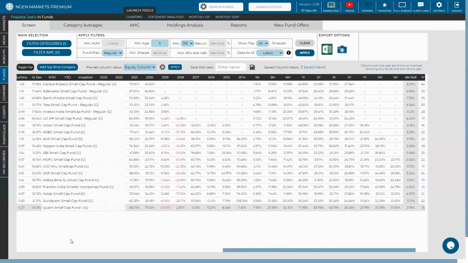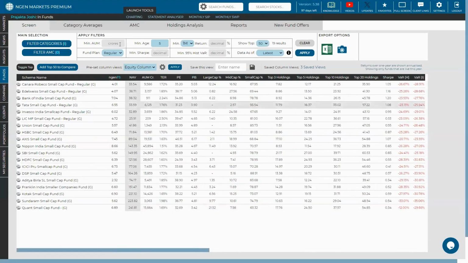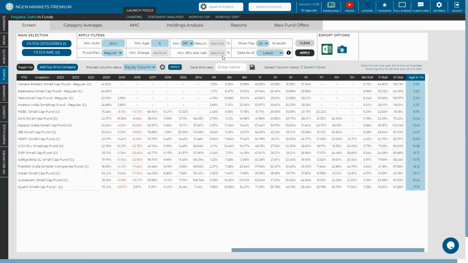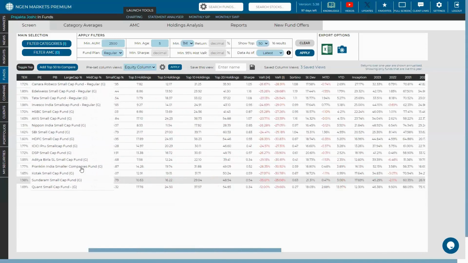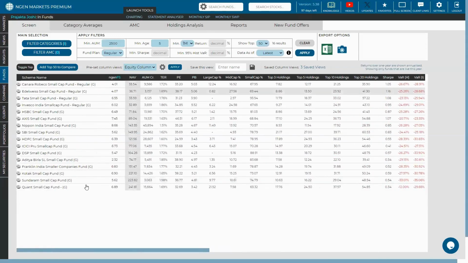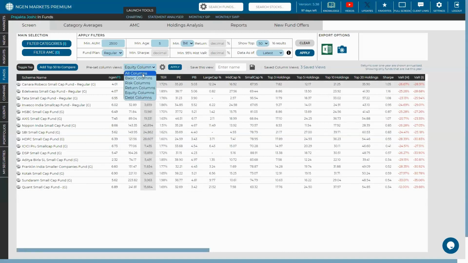Next, what you can also put in is AUM as a parameter. So let's say we want to consider a minimum AUM as 2,500 for the universe that we are analyzing today. And then you click on apply again, right? Again, the universe has gotten reduced to 16 funds. Now you see the trouble that we are facing here. We have to every time scroll on the right hand side and actually check whether this has actually taken effect. And that is exactly the reason we have given multiple column views.